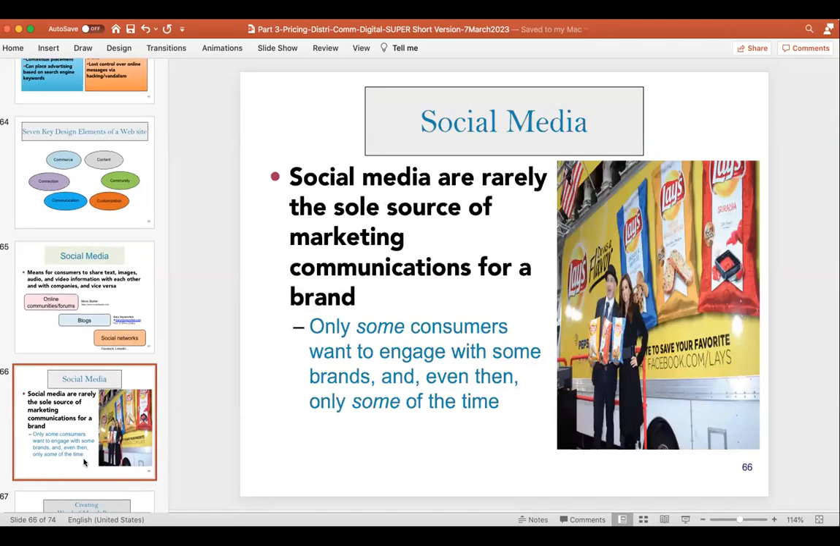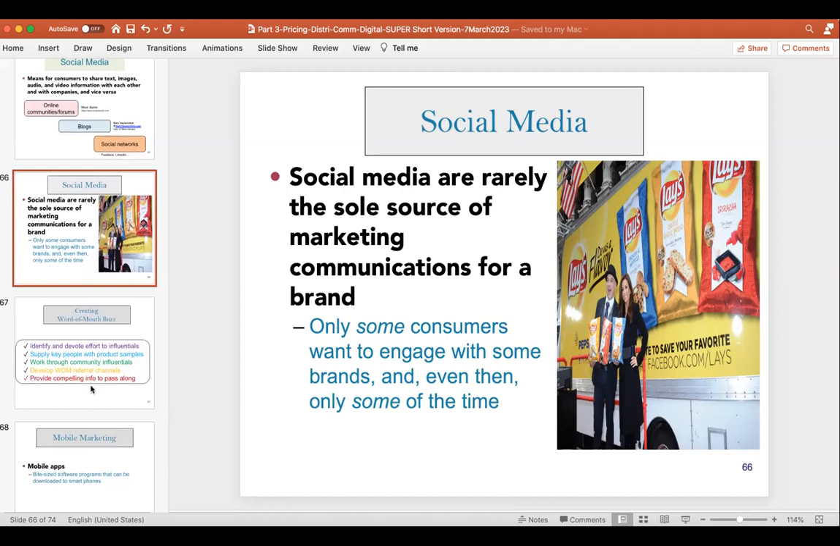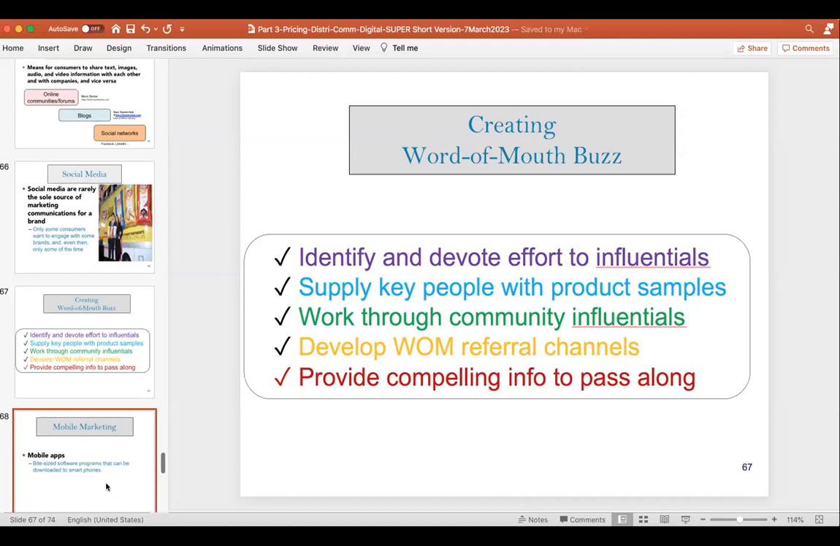What's very important is not to think that social media is the only media. The more you use it in combination with the traditional media, the more effective they are. The idea is you want to create word of mouth. You want to create some kind of buzz. You want people to want to try the product. You want people to also pass this information from one to another, so people get excited about the product and eventually want to try it.